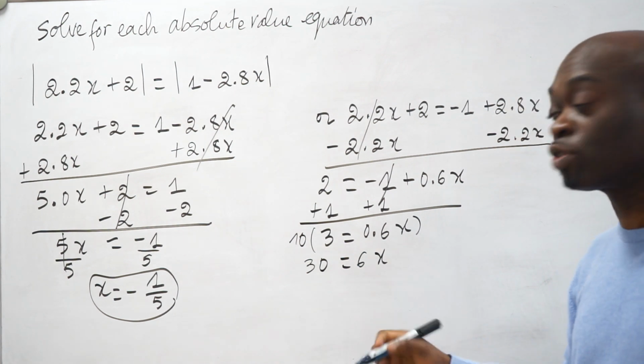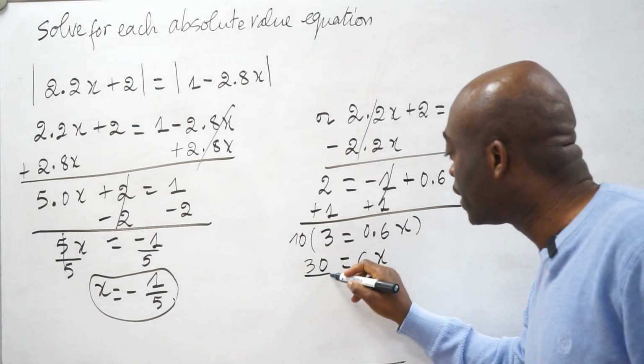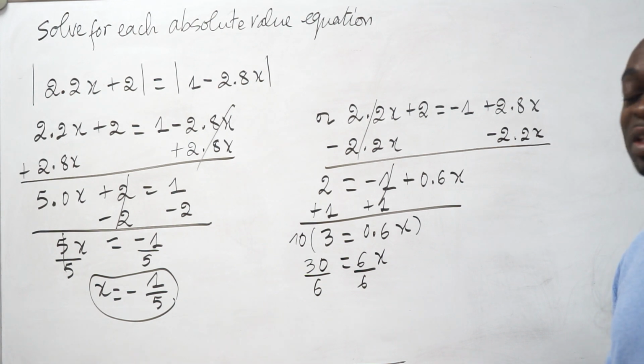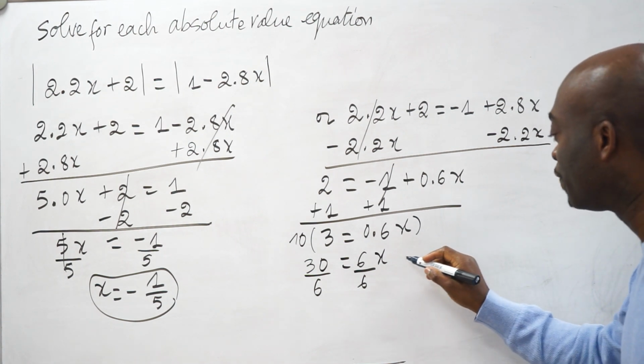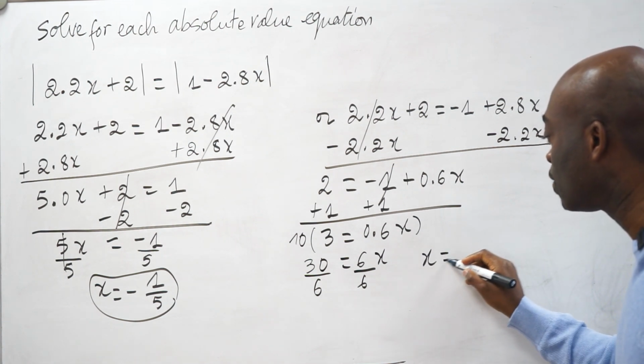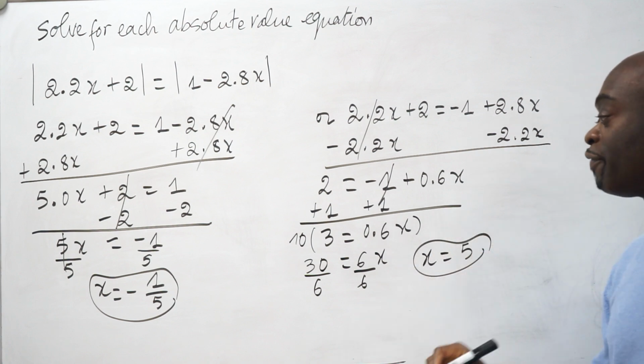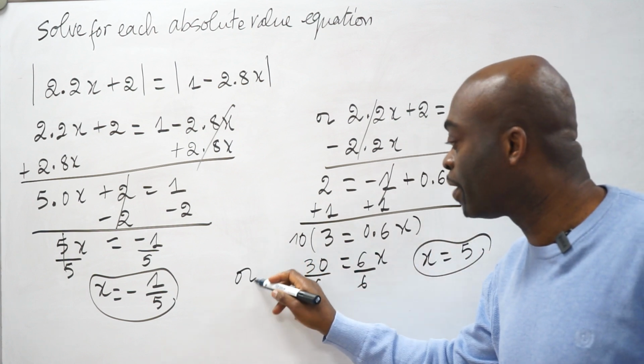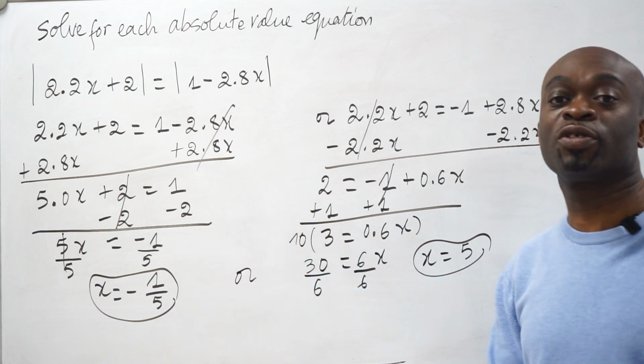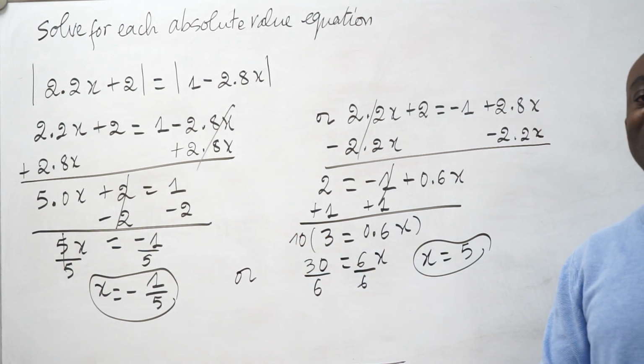And because we're trying to solve for x, 6 underneath, 30 divided by 6 is 5. So that means x equals 5 in this case. Okay? So remember, it's x equals negative 1 over 5 or x equals 5, then you're done. Okay? All right.